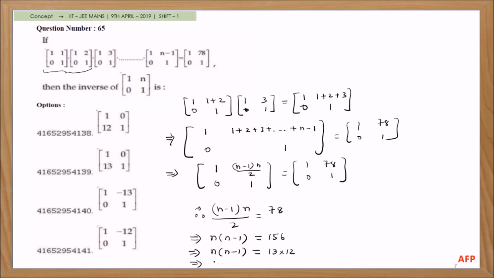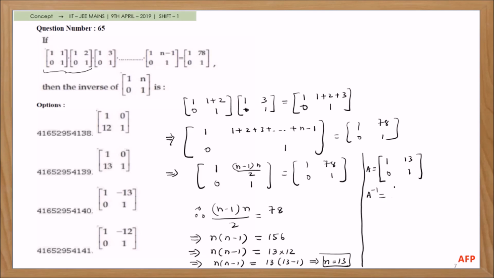So n minus 1 we can write as 13 minus 1, which implies n is equal to 13. Okay, so now we will find the inverse of this matrix. The matrix is 1 13 0 1, which we will take as A. We are supposed to find A inverse.